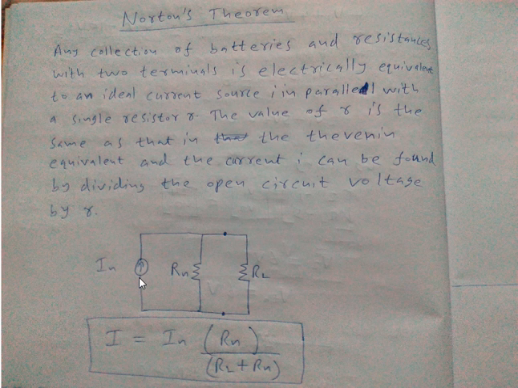If you have seen Thevenin's theorem, it is almost similar to Thevenin's theorem. You can see that the equation is this, and the diagram is this. IN and Rn are in parallel, and RL is the load resistor. To find the ideal current, this is the formula that we have to apply: according to Norton's theorem, IN equals IN into Rn divided by Rn plus RL. Let us find out what IN, Rn, and RL are.